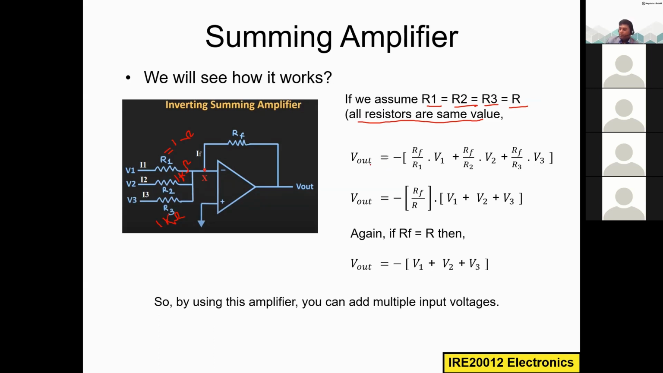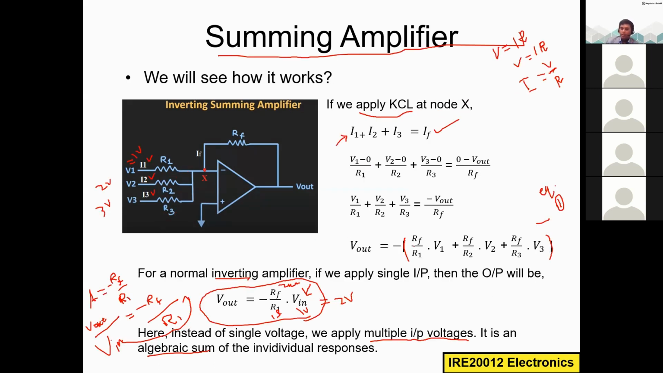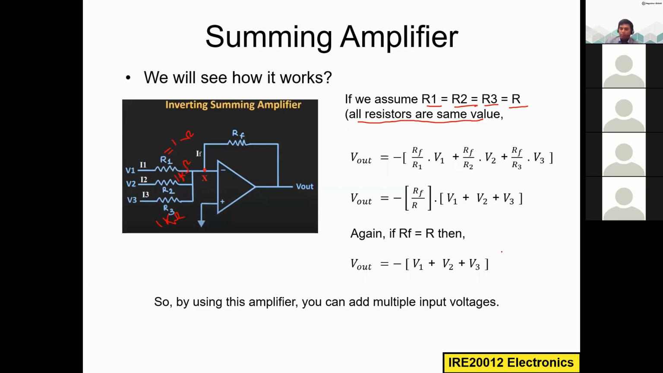So I think we saw the output voltage formula is minus Rf by R1 multiplied by V1 and so on. The same formula we are taking here: Rf by R1 times V1 plus Rf by R2 times V2 plus Rf by R3 times V3. Since all the R1, R2, R3 are the same, what is going to be here? Rf by R, Rf by R, Rf by R, right? So now I am taking this Rf by R as the common factor outside of this bracket, and I have V1 plus V2 plus V3 in this bracket.